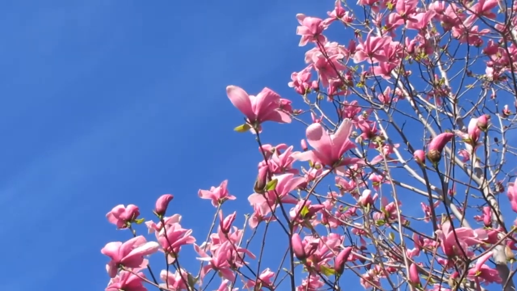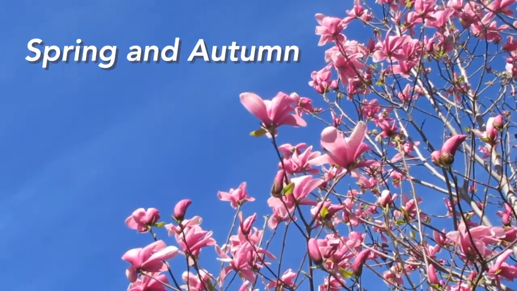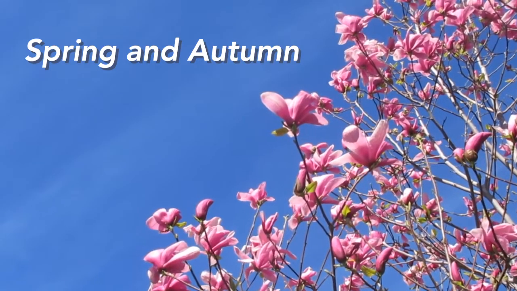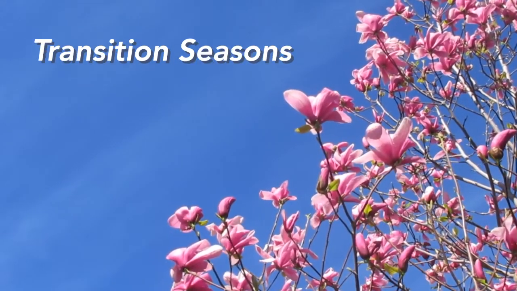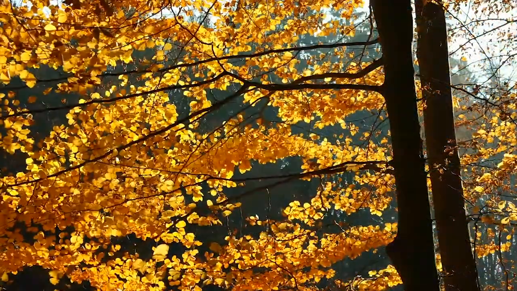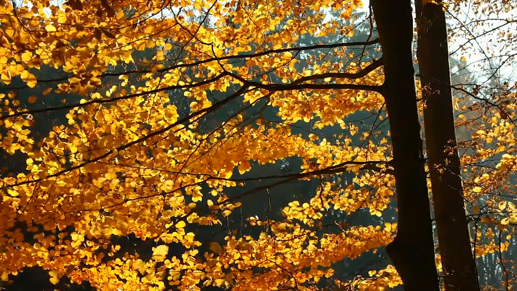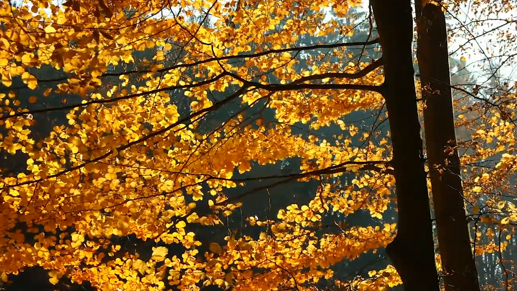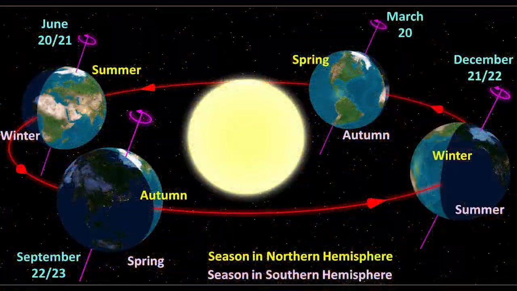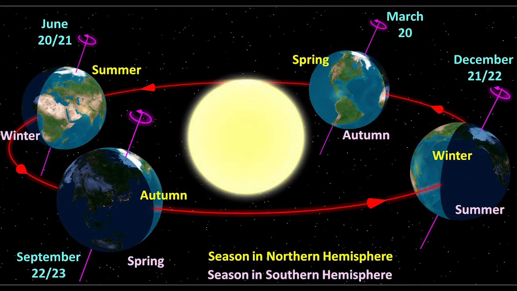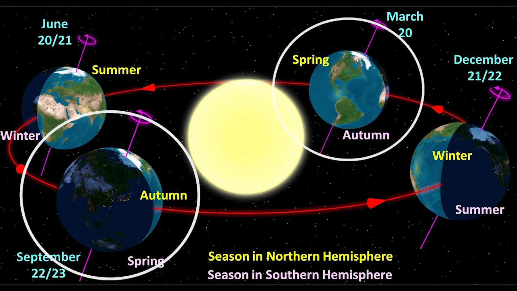During this time period, we typically have spring and autumn. This is also why spring and autumn are sometimes called transition seasons. In the northern hemisphere, we experience spring around March and autumn around September. But in the southern hemisphere, the seasons are still the opposite. So they would have autumn in March and spring in September. So we know that the northern and the southern hemispheres experience opposite seasons regardless of the time of the year.